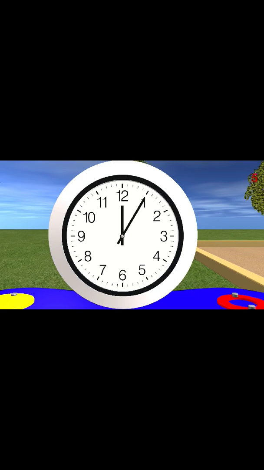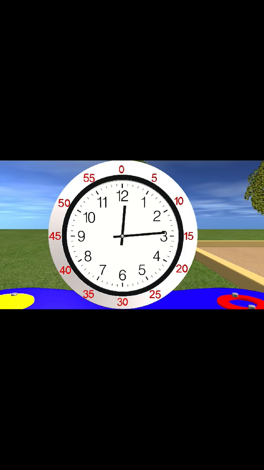So this is 5 minutes, 10 minutes, 15 minutes, 20 minutes, 25 minutes, 30 minutes, 35 minutes, 40 minutes, 45 minutes, 50 minutes, 55 minutes, and at the 12, the minutes start back over at 0. So right now, the time is 12:05. The hour hand is at the 12, and the minute hand is pointing at the 1, which is 5 minutes.